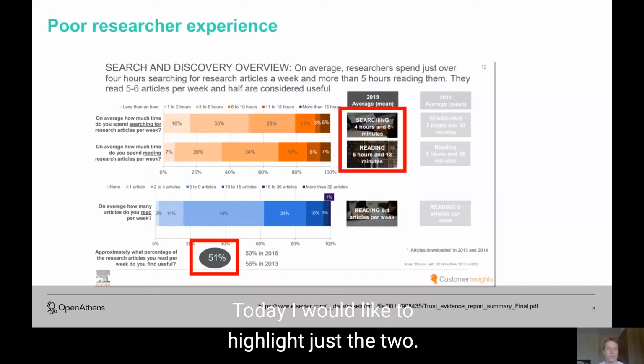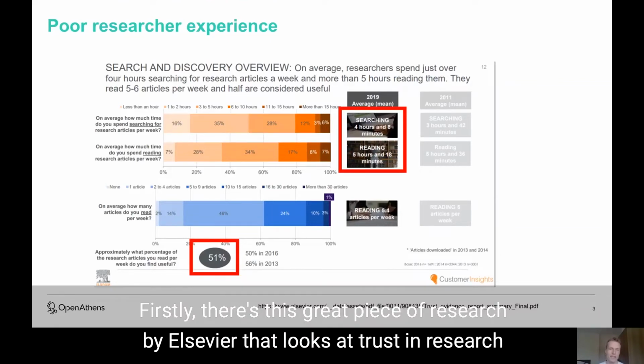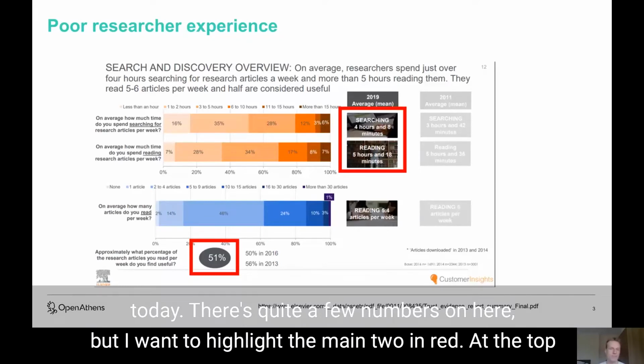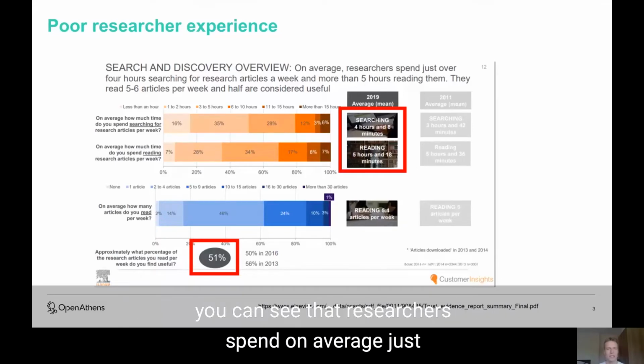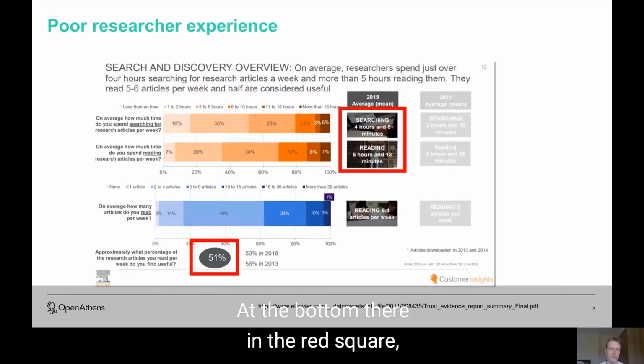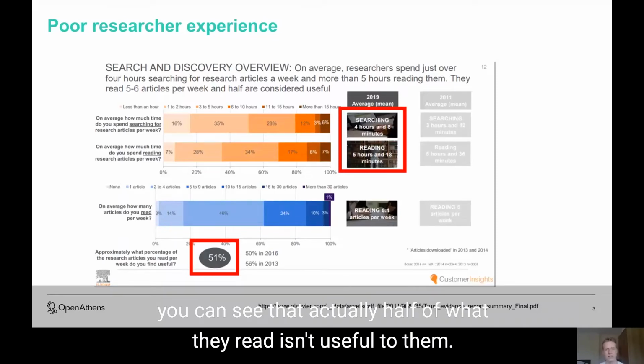Today I want to highlight just two. Firstly, there's this great piece of research by Elsevier that looks at trust in research and aims to understand how researchers find and consume academic content today. There's quite a few numbers on here, but I want to highlight the main two in red. At the top, you can see that researchers spend on average just over 4 hours a week discovering content and almost 5.5 reading it. But at the bottom in that red square, you can see that actually half of what they read isn't useful to them.